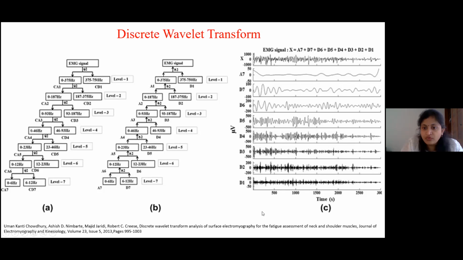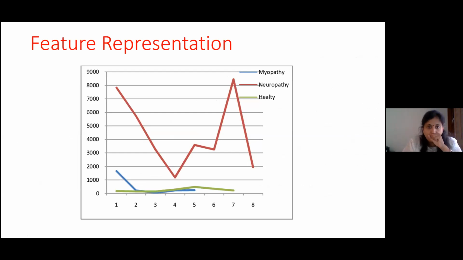If you want to again get your EMG signals, then at that time X is equal to the total of A7 plus D7 to D1. D7 to D1 is your total EMG signal. So here, discrete wavelet transform is mostly used by most people for the filtering of the signal.